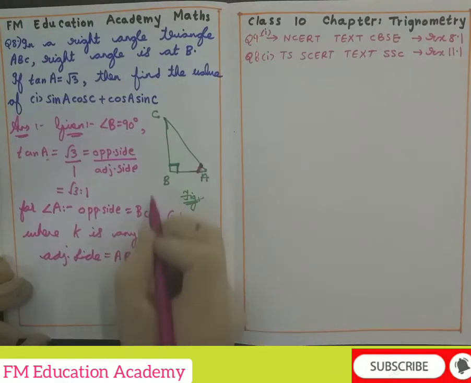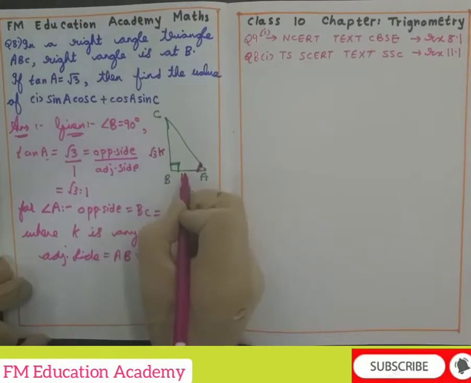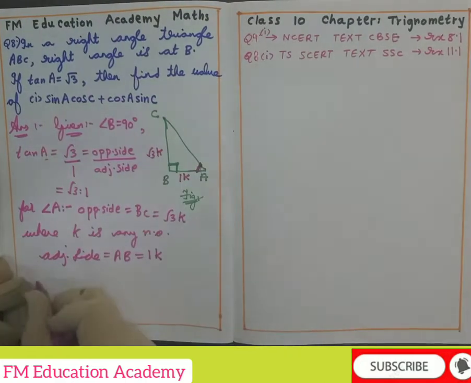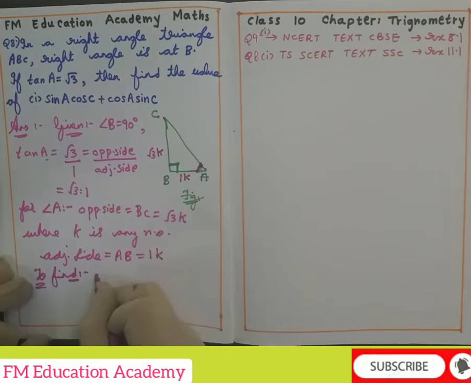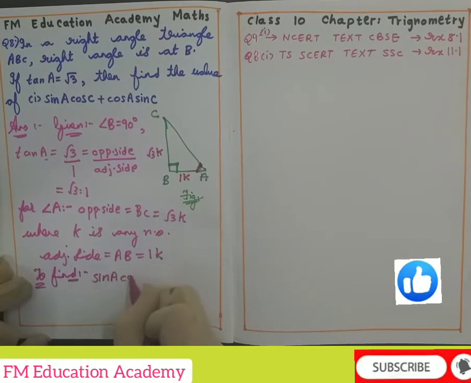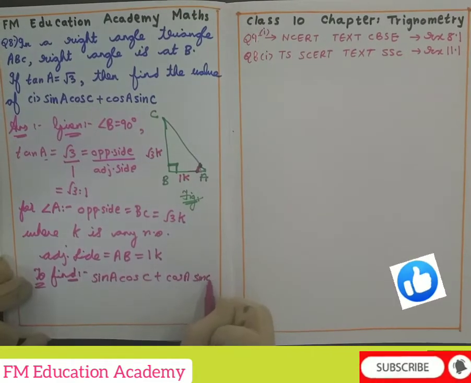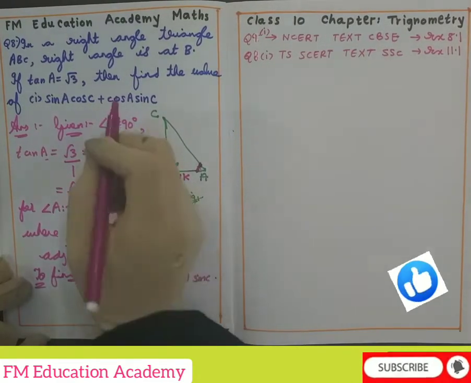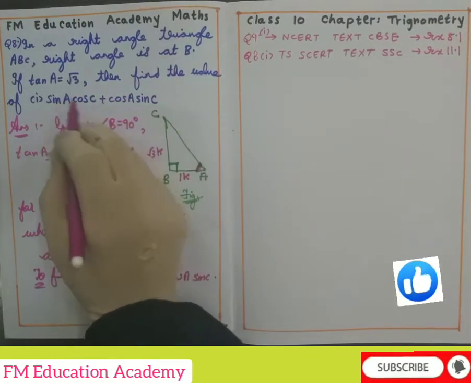So the opposite side I got is root 3k, I will write it in the figure, and the adjacent side I got is 1k, so I am writing it in the figure. Now it is asking me to find sin A cos C plus cos A sin C. So here if you observe, in order to find sin A cos C plus cos A sin C, we need sine and cos.